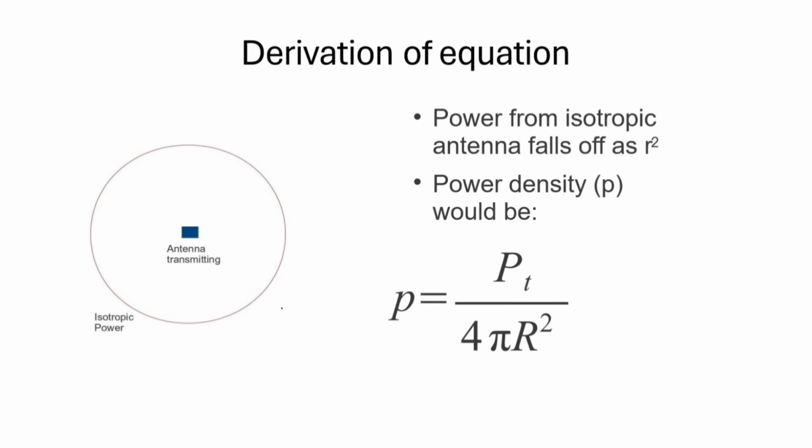The derivation of this equation starts with an ideal antenna. The ideal antenna is isotropic. An isotropic antenna has unity gain and the radiation is uniformly distributed in all directions. That's why the power density is equal to PT divided by 4 pi R square, where R is the distance. This is the ideal case.